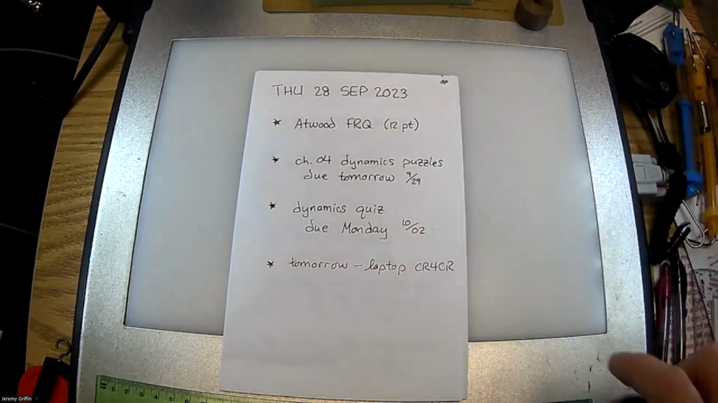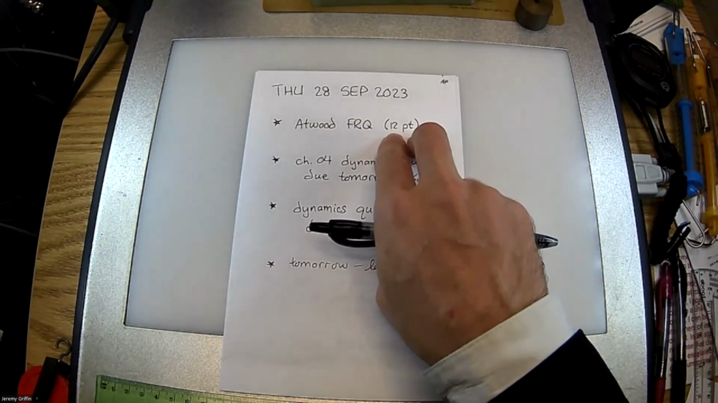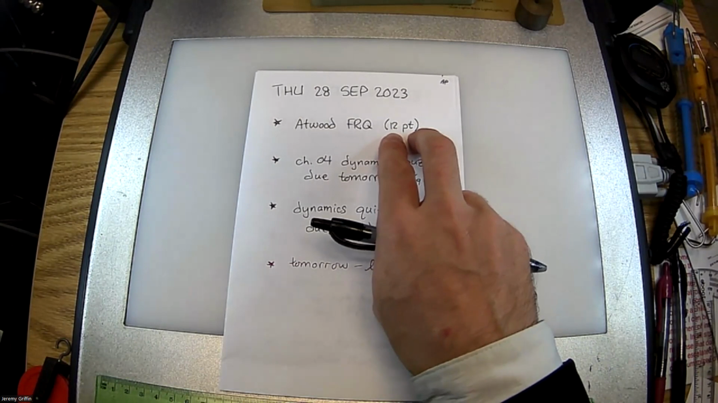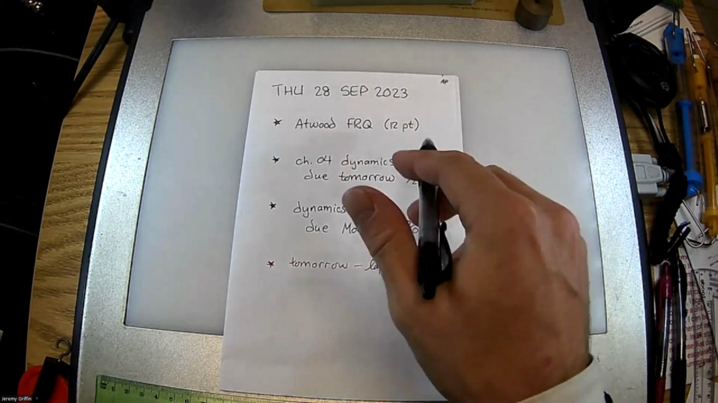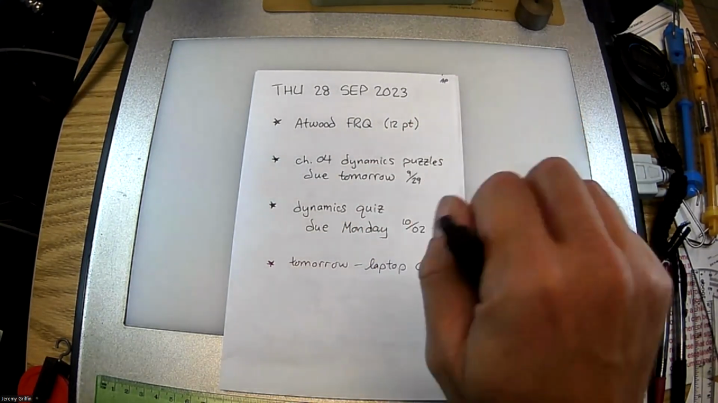I have an FRQ lined up for you guys. You probably have it on your desk. This could be one of the long FRQs. When you get the AP exam in May, you're going to get 5 FRQs, these free response questions. 3 of them are going to be short 7-pointers. 2 of them are going to be these long 12-pointers. So yeah, you got one of the big ones today.